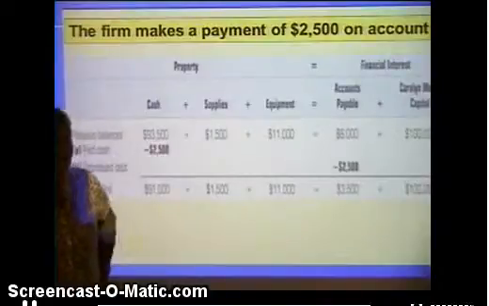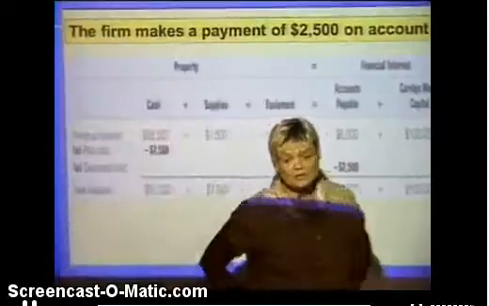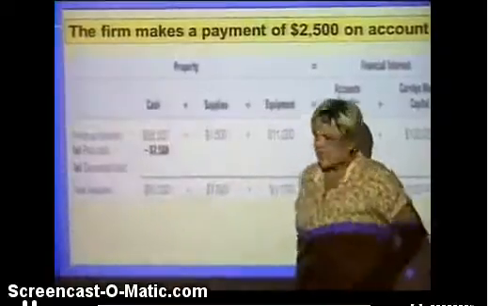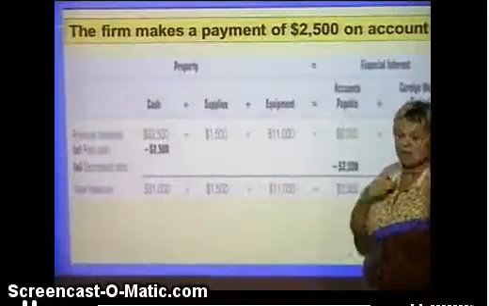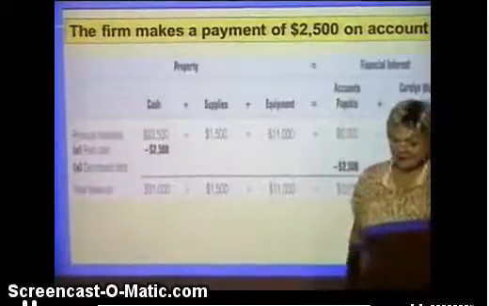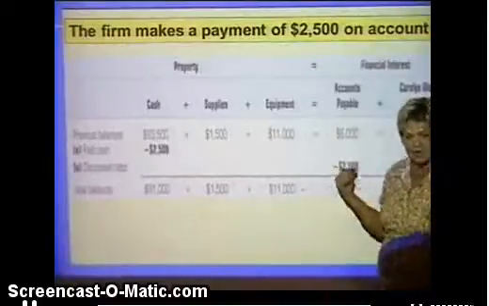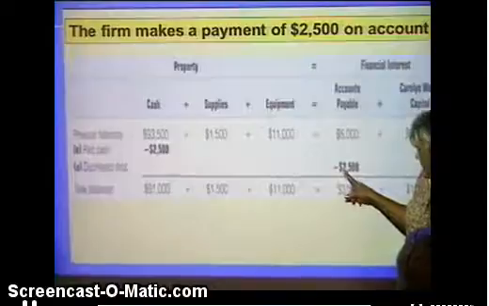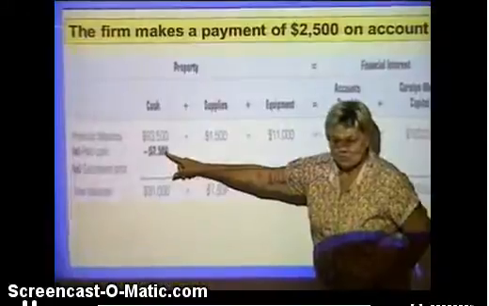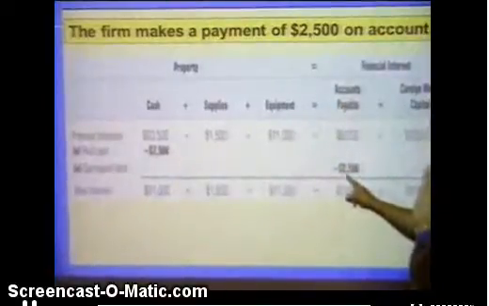All right. So now we make a payment on the account, meaning on the accounts payable. Payable means we have to pay it. If it says accounts payable, that means we have to pay that account. So if we've decided to go ahead and send them $2,500, we credit cash and debit accounts payable. Cash is going to be reduced, and on this side, accounts payable is going to be reduced.